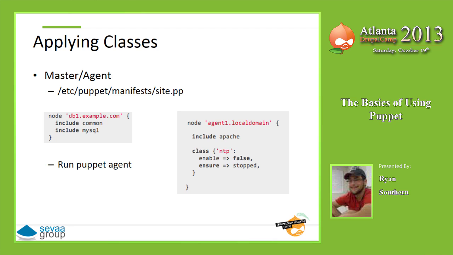On the agent, if you run Puppet agent with the test flag, it'll reach out to the master server, get all the configurations for its node, and then run it, and then it quits. Or if you just run Puppet agent, it starts a service and it fetches the configuration and makes sure the configuration is applied every half hour. And that's something you can configure in your Puppet settings.